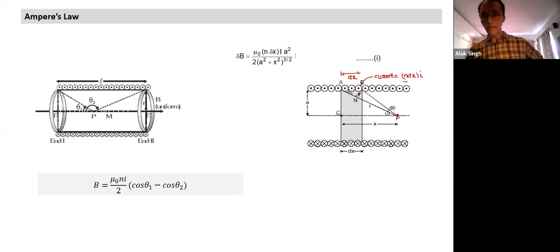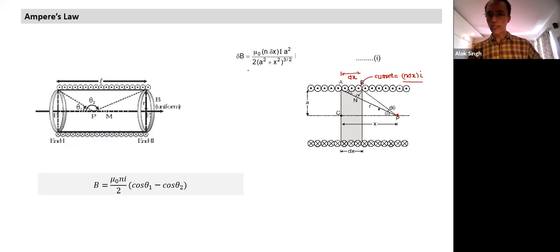Then I can write the value of field due to this element at point P. What will dB be equal to? I use the formula for a circular current element, point being on the axis. That comes equal to mu naught into current into a square, but this is a formula. You get the formula, and then we integrate. So we have done something similar.